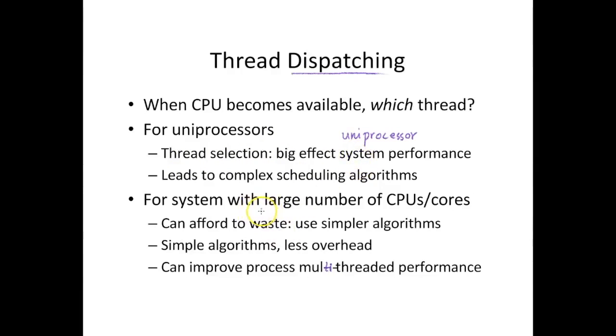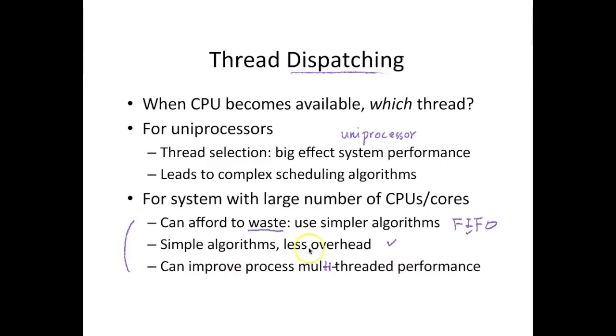However, when we consider a large number of CPUs or cores, those complex scheduling algorithms taper away. The reason is now our problem is underutilization of the huge number of CPUs and cores, not overloading. Therefore, we can afford the waste. If that is the case, then we can use a simpler algorithm. Even FIFO works well. And with a simple algorithm, because we can assign a group of threads to the huge number of CPUs, there will be less overhead. The scheduler can assign a group of related threads to the CPUs, so there is no context switching, and it can improve multi-threaded performance even using a very simple scheduling algorithm like FIFO, first in, first out.